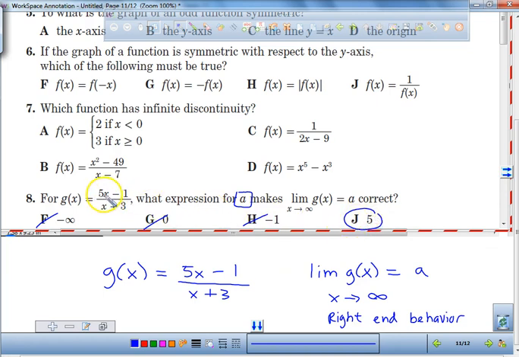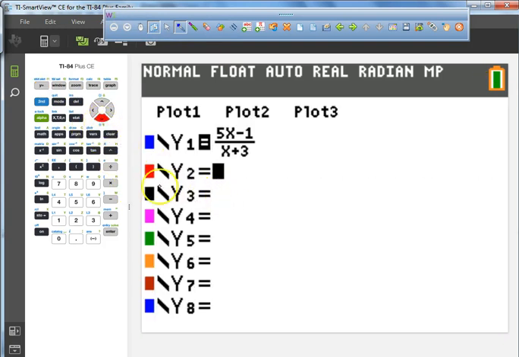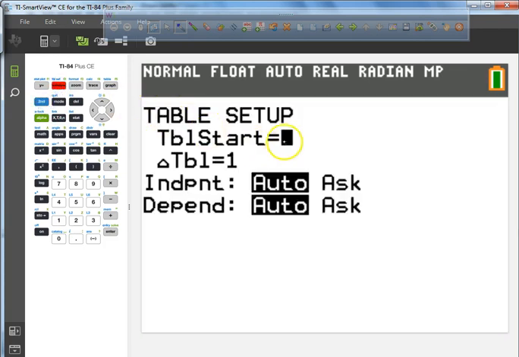I'll explain. Do you see how this is a power of 1 and this is a power of 1? That means there's actually a horizontal asymptote at y equals 5. So even though you didn't recognize that this was the answer, you can still figure it out. Go to y equals, type in 5, and hit graph. It's increasing, but you know where the asymptote is? Right there at y equals 5. So watch this, second window. I'm going to start the table at 300. Let's check it.